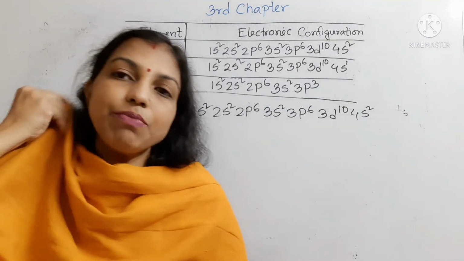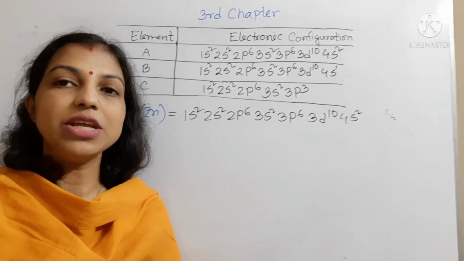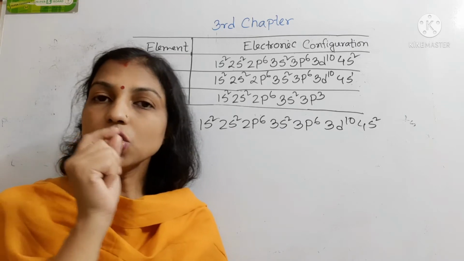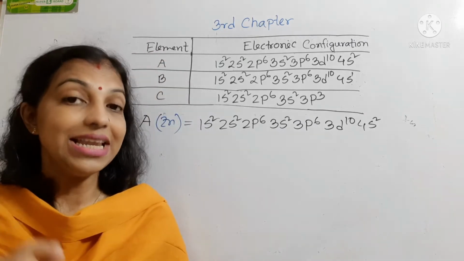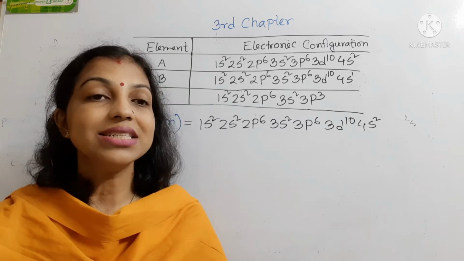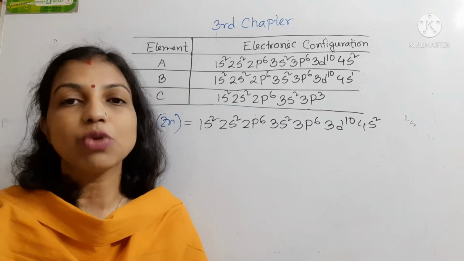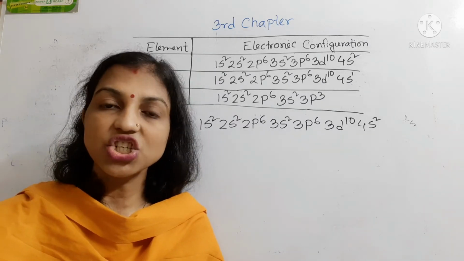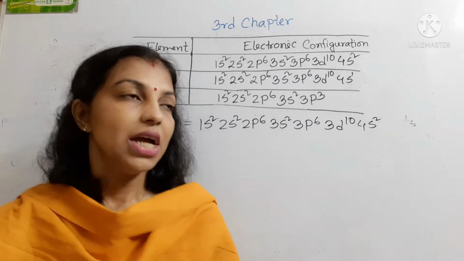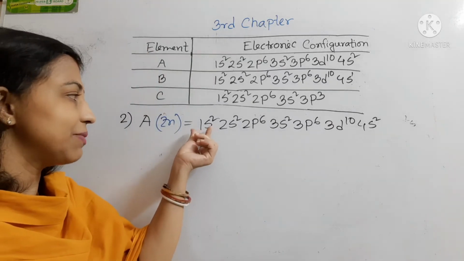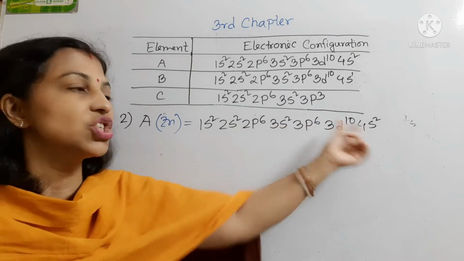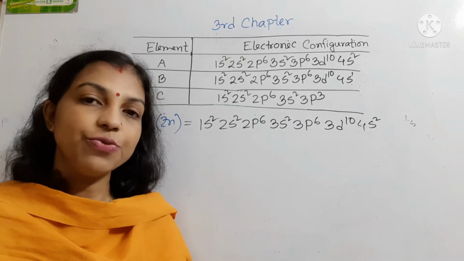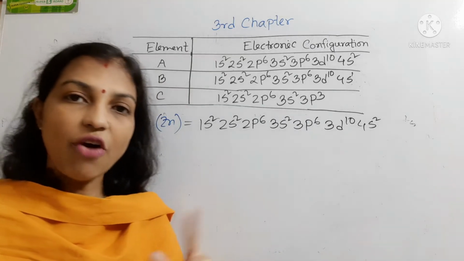Actually, to determine the position of an element in the periodic table, there are some rules. The first rule is that to determine the period of any element, we must see the highest principal quantum number. That means we must see the highest energy shell number, which shows the period of an element. Just look here. How many energy shells are given? First, second, third, and fourth energy shell. Among them, 4 is the highest value. So the period of zinc is 4.